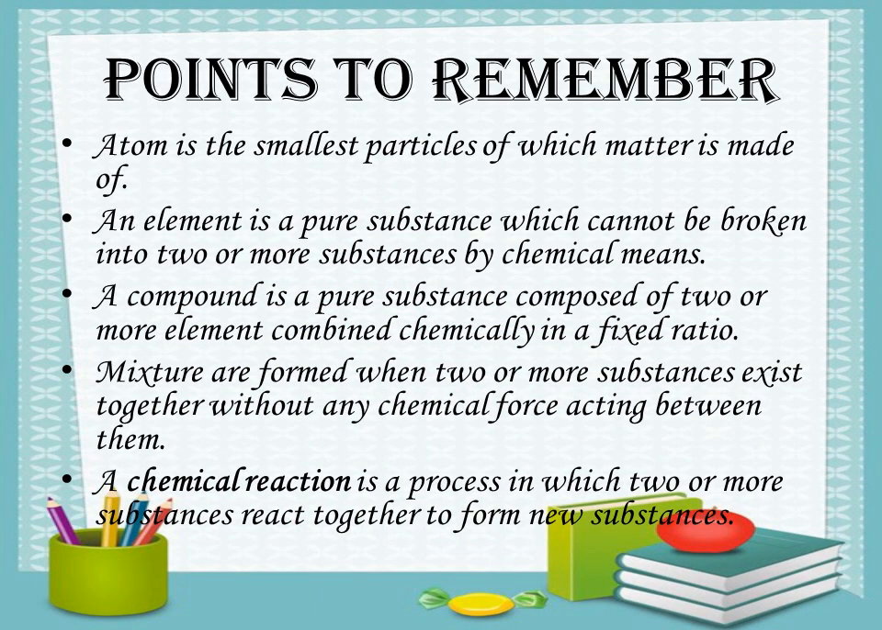Let's look at a quick review of this chapter. The smallest particle of which matter is made is the atom. An element is a pure substance which cannot be broken into 2 or more substances by chemical means. A compound is a pure substance composed of 2 or more elements combined chemically in a fixed ratio. Mixtures are formed when 2 or more substances exist together without any chemical force acting between them. A chemical reaction is a process in which 2 or more substances react together to form new substances.